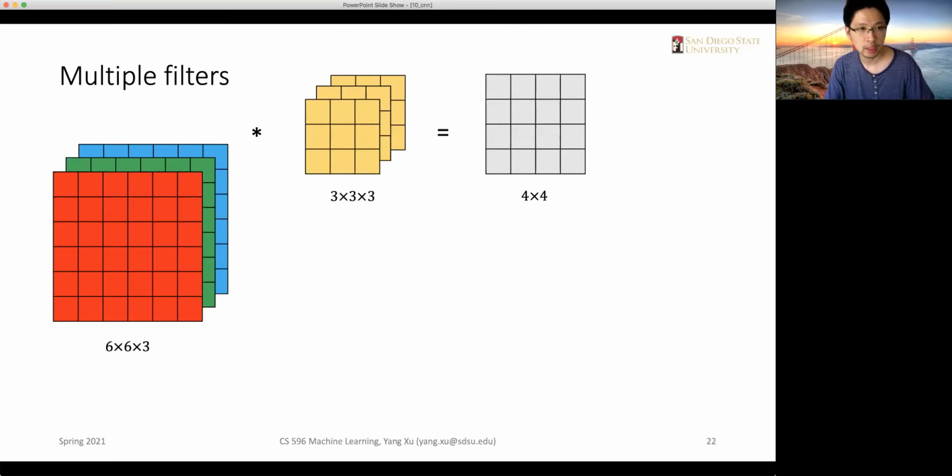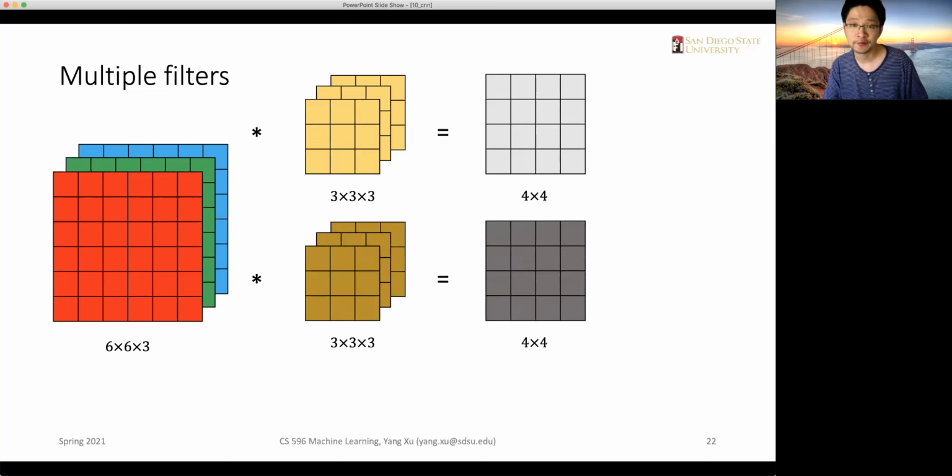So actually, we can apply multiple filters to one input. If we apply the convolution filter once, then we will have one 4x4 matrix in this example. What about we simply apply another filter, which is in this dark yellow color? This is a second filter. And this second filter will also generate some output in the shape of 4x4.